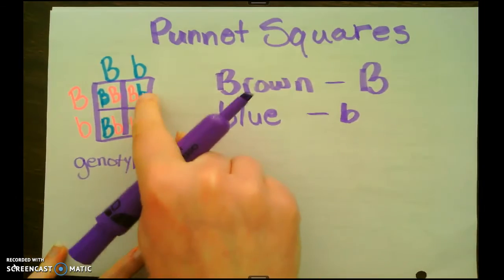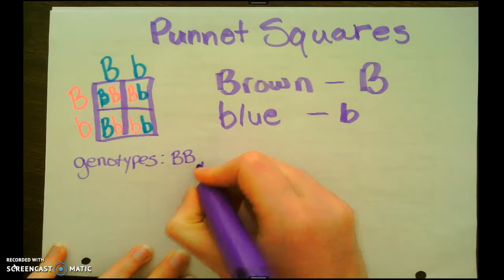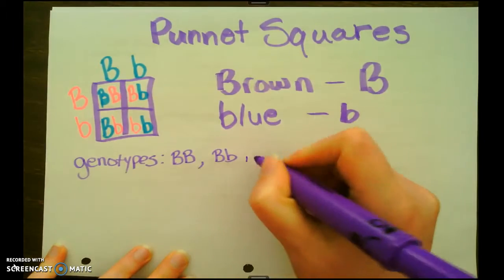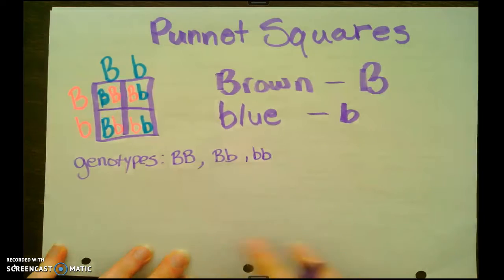We have big B, little b. And we have little b. So those are the genotypes. And we can also write a genotypic ratio.